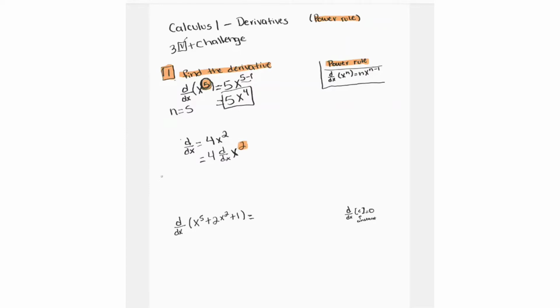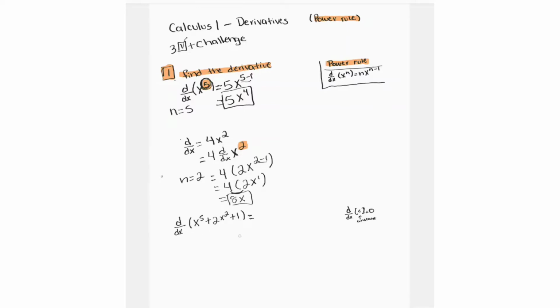The value of n is going to be 2. And now it's going to be equal to 4 times the derivative of x raised to the power of 2, which by using the power rule is 2x raised to 2 minus 1, so 4 times 2x. 2 minus 1 is going to be 1. Now we have to multiply these two: 4 times 2 is 8x. And this is the answer.